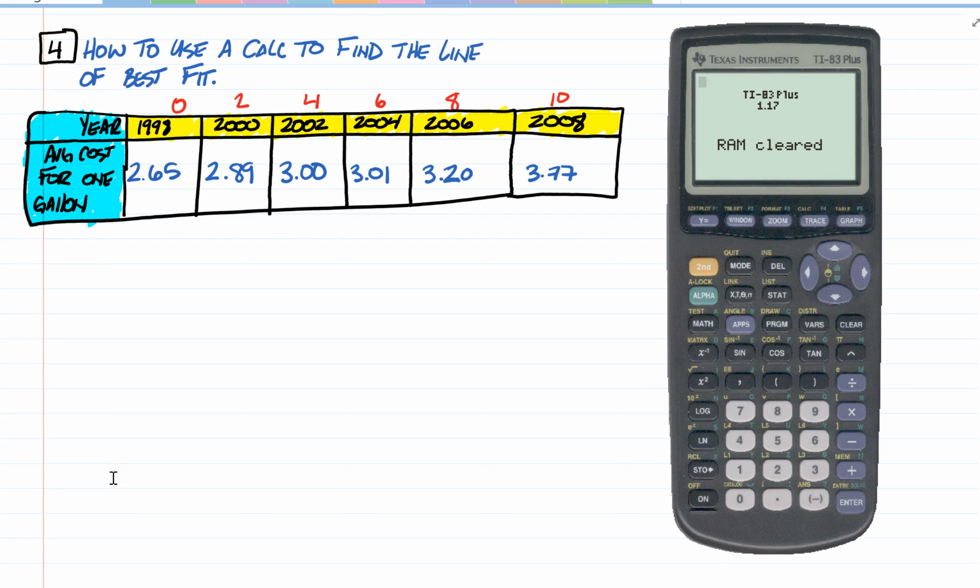Okay, for this last one, I'm going to show you how to use the calculator to find the line of best fit. For this one, you will need your calculator. So if you need to go grab your calculator, go ahead and do that now.